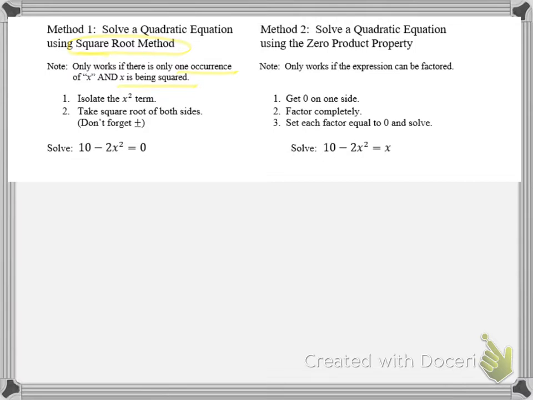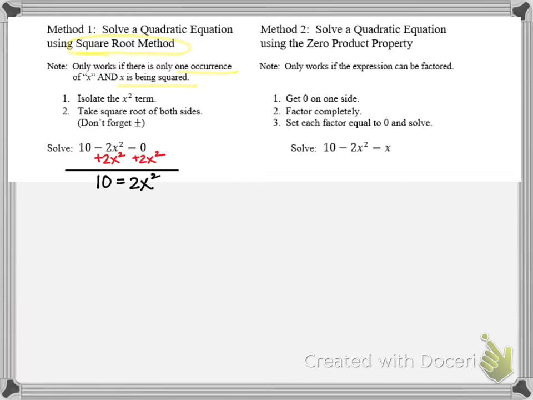So your steps are going to be first to isolate the x squared term. So in our equation 10 minus 2x squared equals 0, we're going to isolate the x squared term by adding 2x squared to both sides. This will give us a positive coefficient for our x squared term. Our new equation is 10 equals 2x squared.